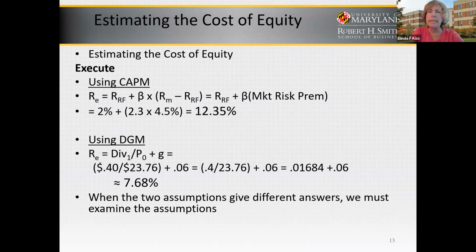Why are the estimates different? Because of different assumptions we're making when we're using each method. The two methods don't have to produce the same answer. In fact, it would be highly unlikely that they would. When the two approaches produce different answers, we have to examine the assumptions we made for each approach and decide which set of assumptions is more realistic. Thank you.